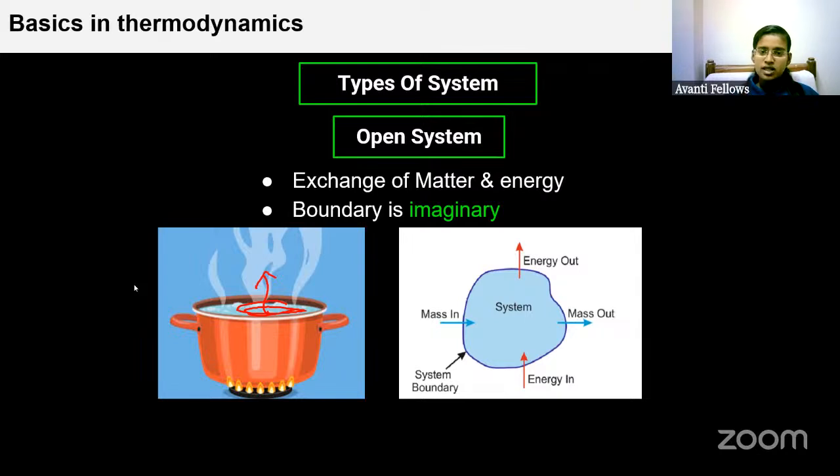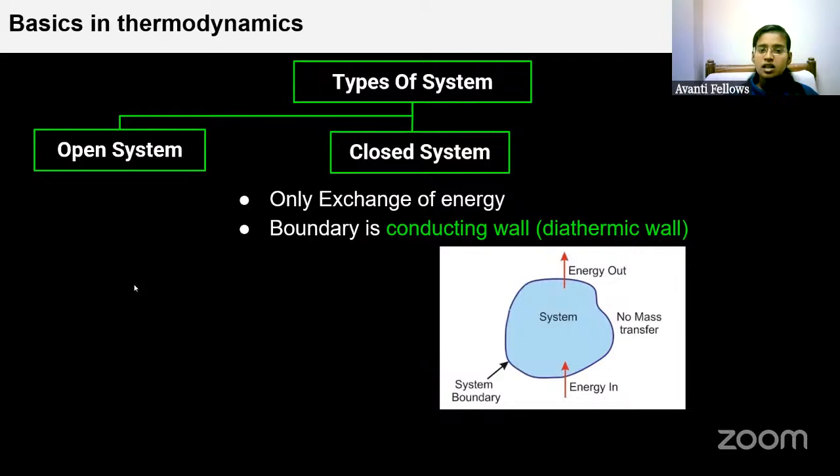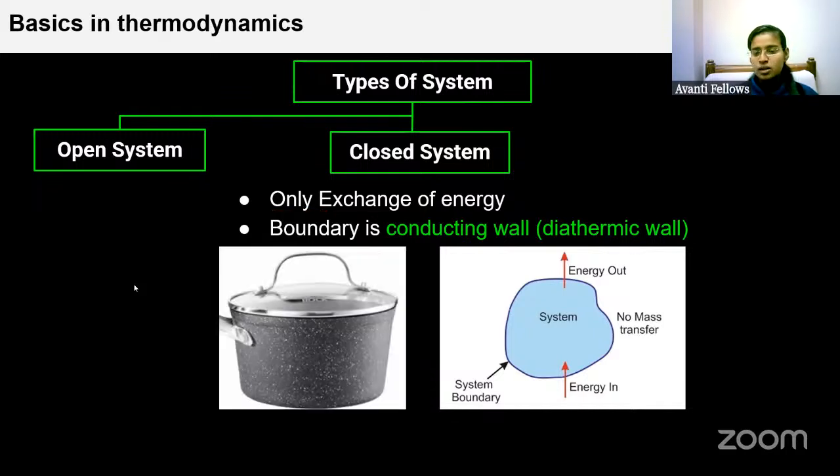So now coming to the second type of system, which is closed system. Here, only exchange of energy takes place. No exchange of matter, only exchange of energy. The boundary is a conducting wall. Conducting wall means if I give the heat energy, it will conduct. It will get boiled. But only the heat energy is transferring.